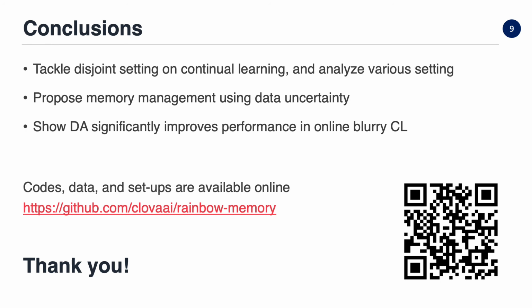In sum, we address the continual learning by diversifying the visual appearance of the sample by a memory management scheme with uncertainty via invariance. In addition, we also show data augmentation significantly improves performance in online, blurry, continual learning.